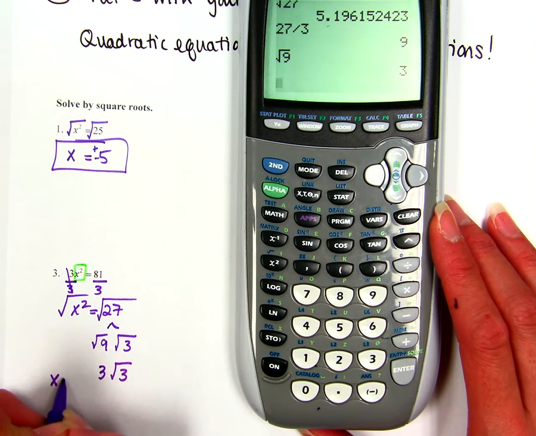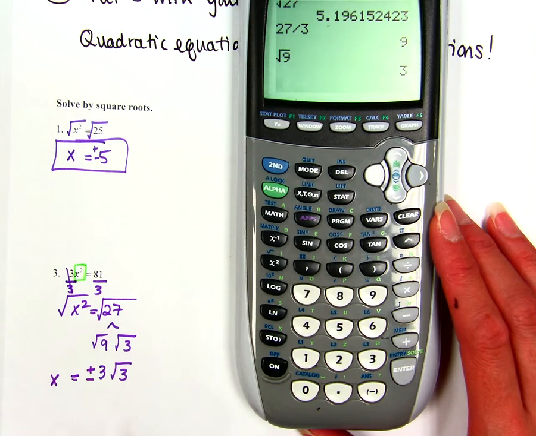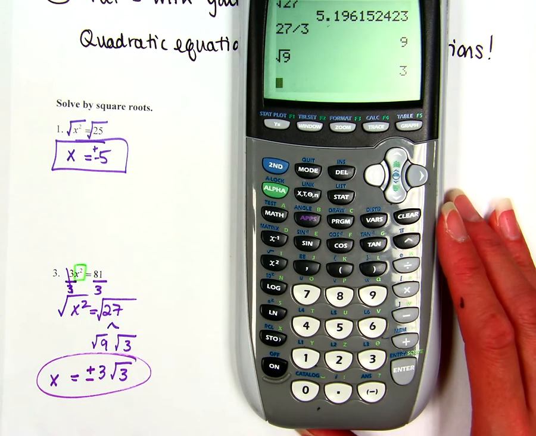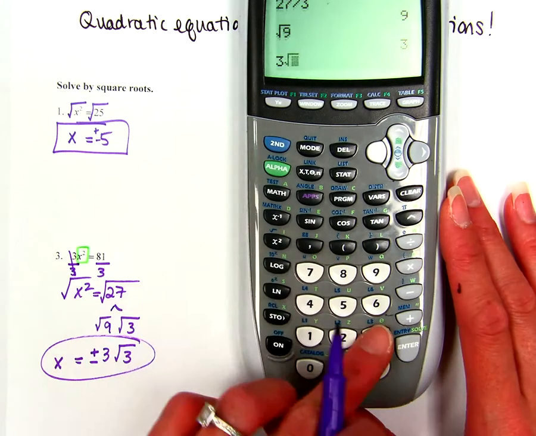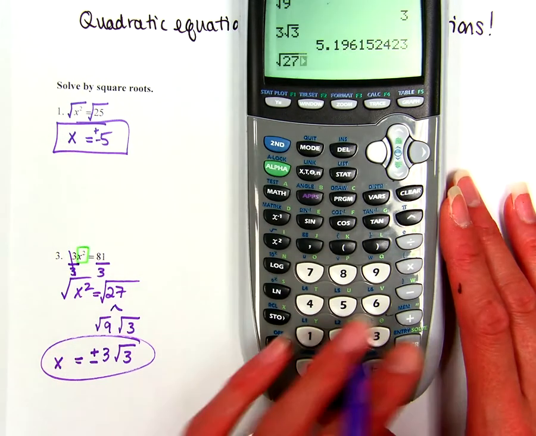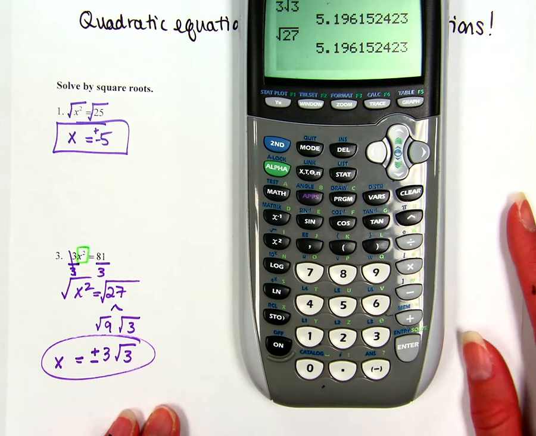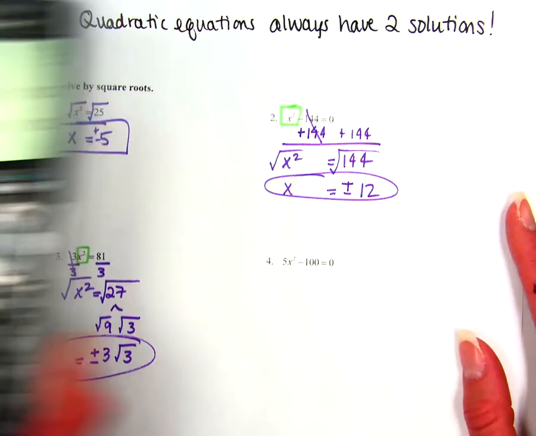The square root of x squared is just x. And like anything else, I need plus and minus. So it's plus or minus 3 radical 3. Now you can just double check what 3 radical 3 is and what the square root of 27 is. Just make sure you get the same thing. So that's a way to make sure that you have the correct answer.